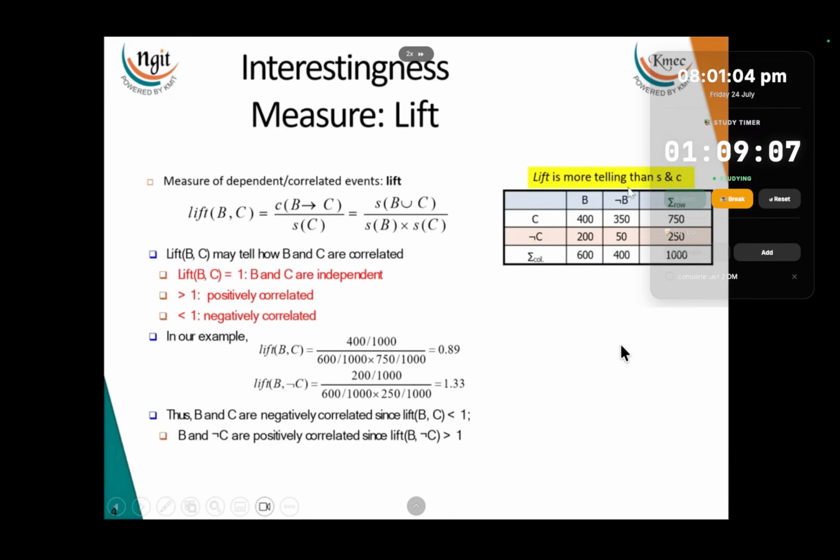Now I need to calculate for basketball but not eating the cereal, right? So according to this lift, when you get a value greater than 1, we say that they are positively correlated. When you get a value less than 1, it means that they are negatively correlated, right? So here we can see that it is less than 1. It means that they are negatively correlated.